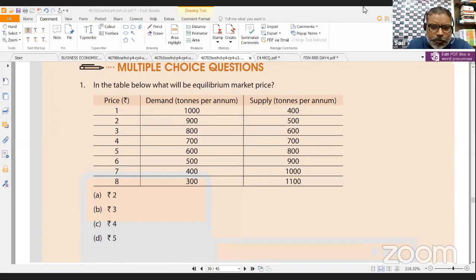Prabhu is asking now, is price determination part of demand and supply? It is a result of demand and supply. Price is determined through demand and supply only. So definitely demand and supply concepts put together is price determination. That's how the markets work.